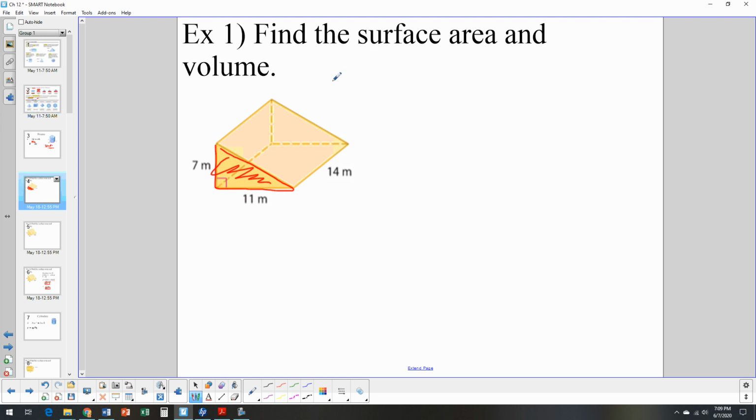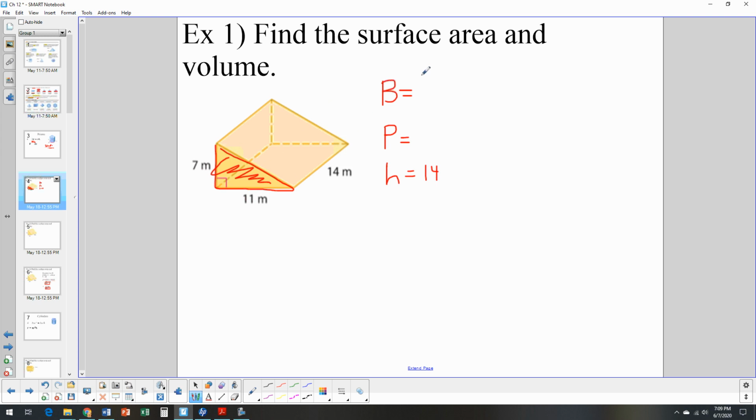So anytime I have a prism, I'm going to set up B, P, and H because I'm going to need all 3 of those things. B, P, and H. Remember, B is area of base, P is perimeter of base, H is the height. Since I know the 2 bases of the triangles, the distance between them here is 14, so I can already fill that in. So now area of the base.